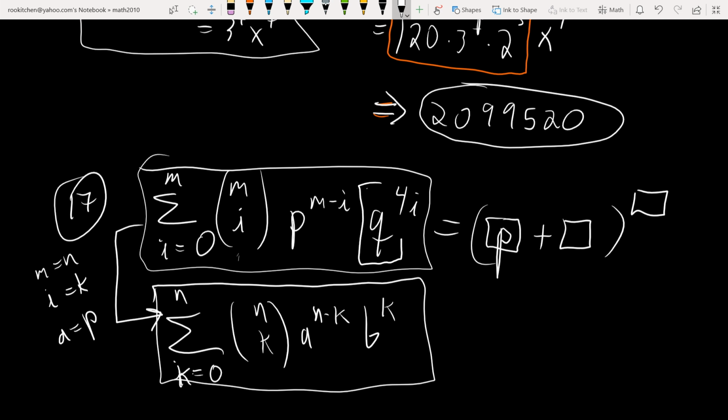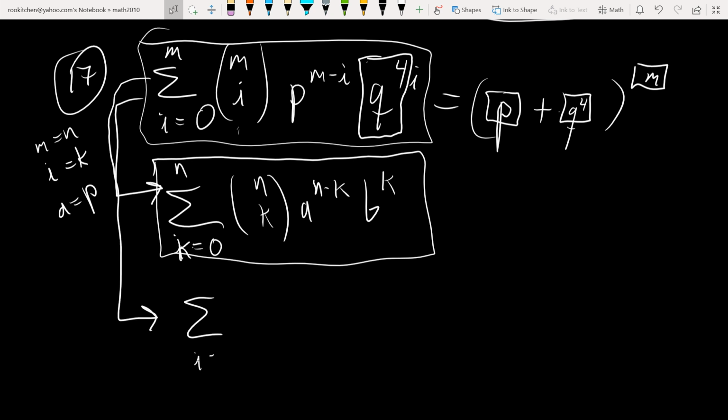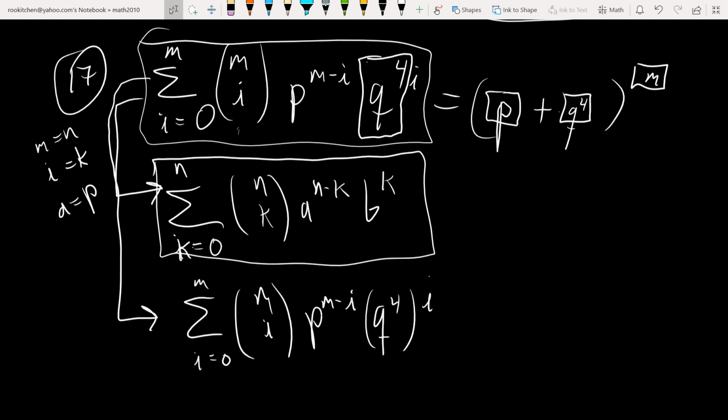But if you peel off the q to the 4th, you'll have your answer. It's just q to the 4th, and then raised to the power of m. So it's just a matter of fooling with the exponent. You can rewrite the original sum as i equals 0 to m of m choose i times p to the m minus i times q to the 4th raised to the i. Now it's definitely in the form above it. So our b here is the q to the fourth. And you could rewrite q to the 4i as q to the fourth raised to the ith power. That's just the rules of exponents.